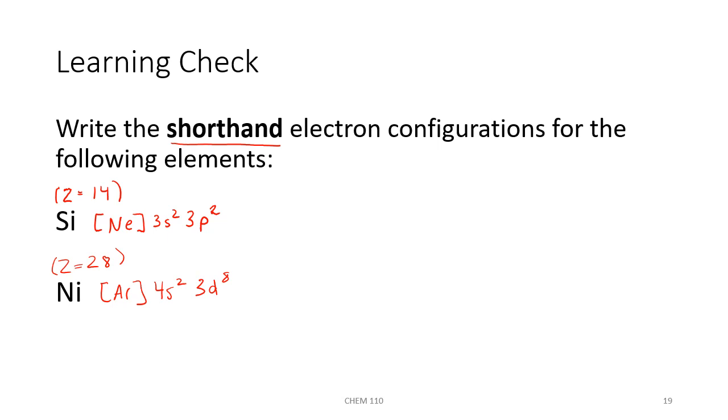So the shorthand notation is very convenient, and it's much faster than writing out the longhand notation. Usually you can always write the shorthand electron configuration unless the problem specifies you to write the longhand one.